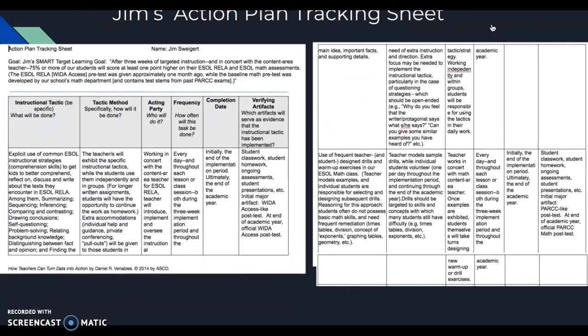And then Jim's action plan tracking sheet is very detailed, as well as he really targets his ESOL students in smaller groups, and he's really trying to get them to gain a point on their WIDA test and the test scores for Unify. So he does a great job here at really breaking it down.